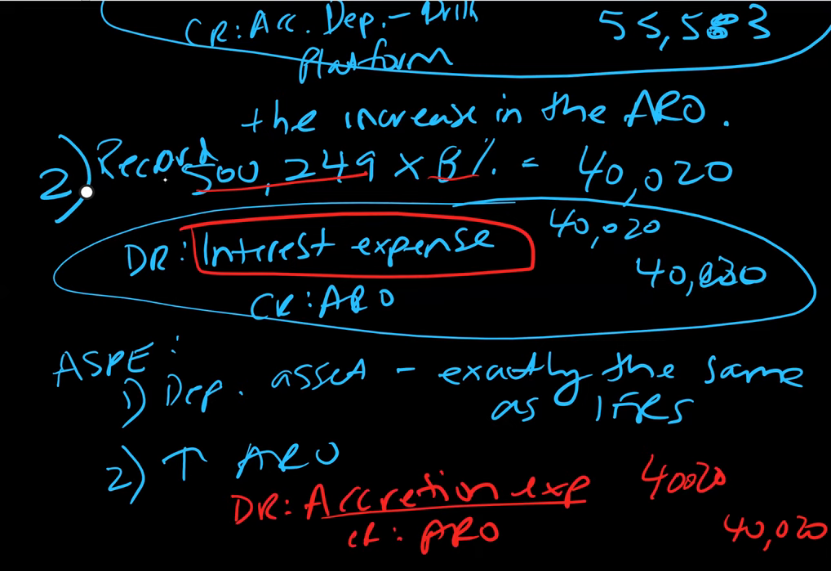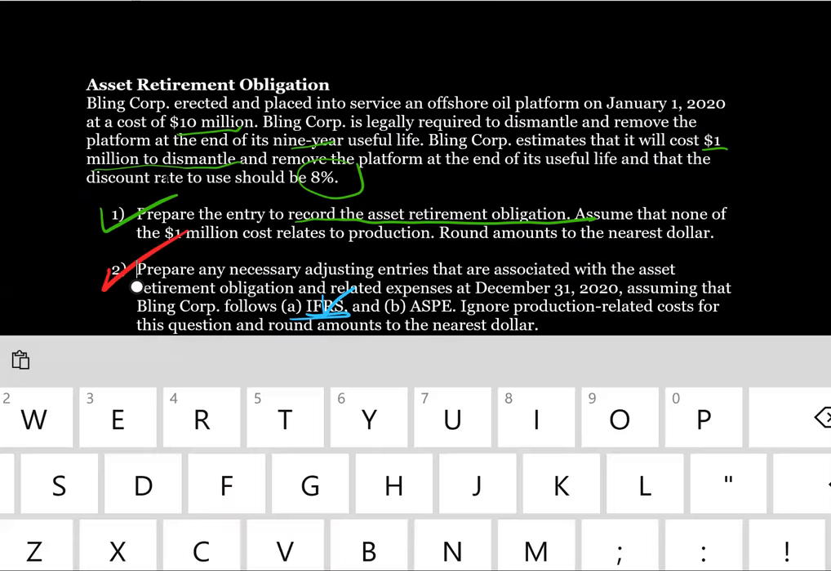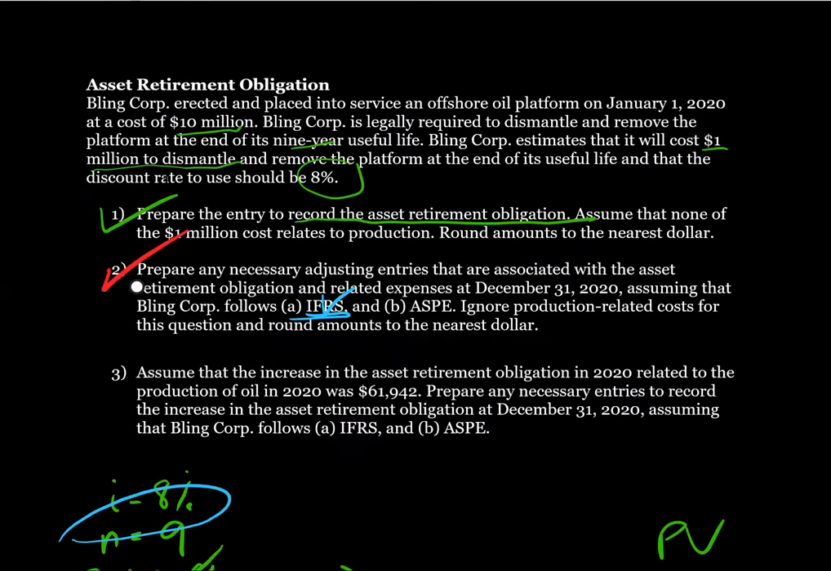Okay, so now we've completed all of number two. So number three, assume that the increase in the asset retirement obligation in 2020 related to the production of oil in 2020 was $61,942. Prepare any necessary adjusting entries to record the increase in the asset retirement obligation at December 31st, 2020, assuming IFRS and then ASPE.